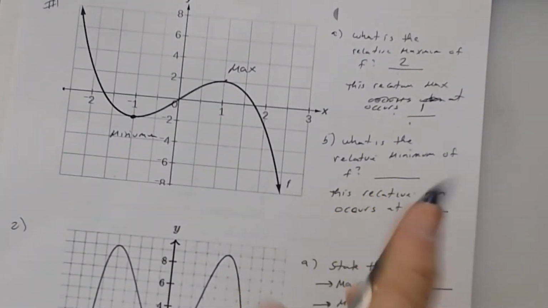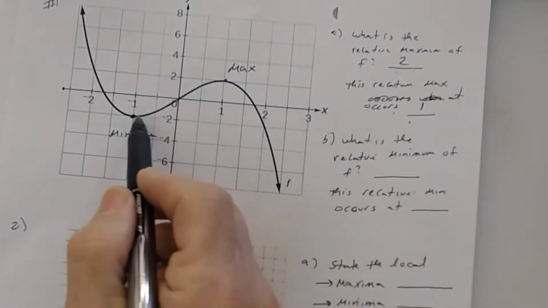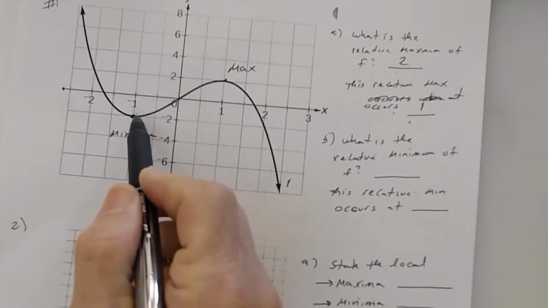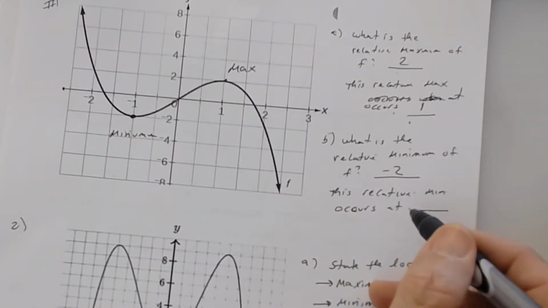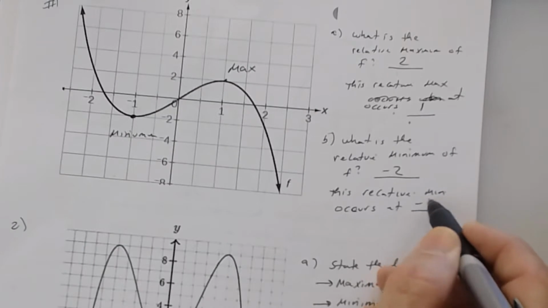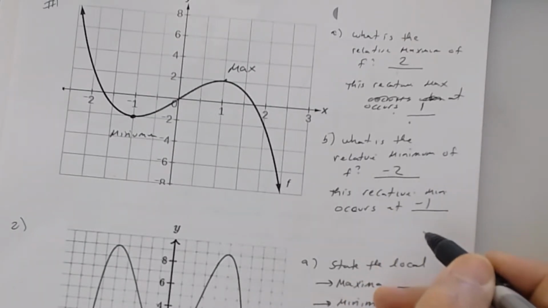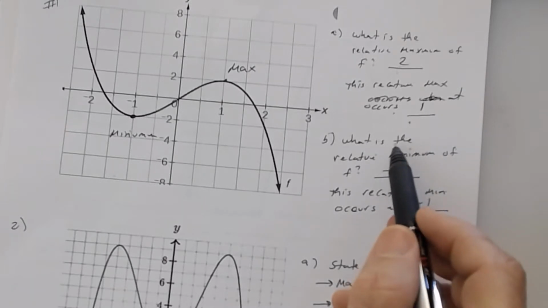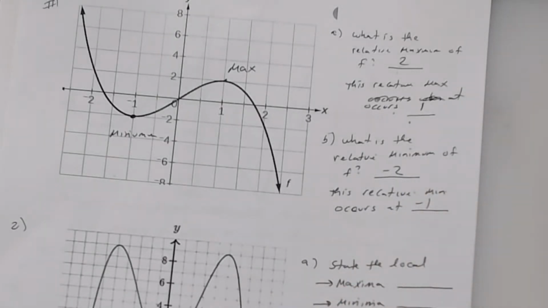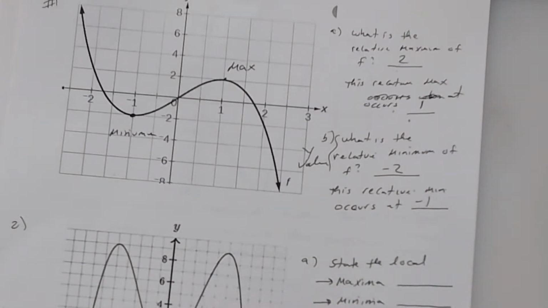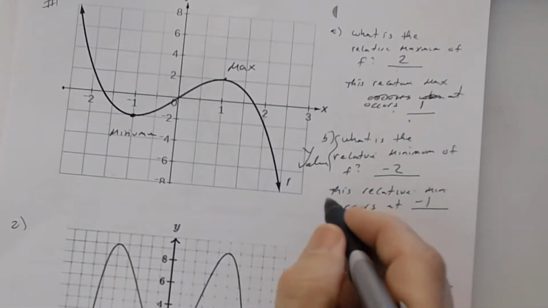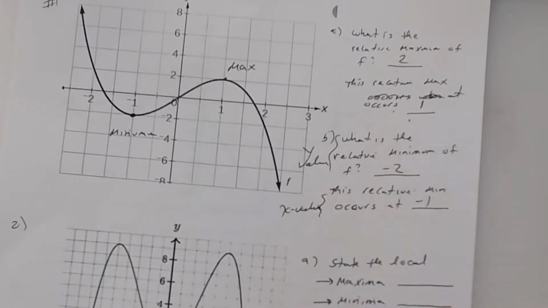Now this talks about minimum. The relative minimum occurs when y is what? Negative 2. And it occurs at x equal what? Negative 1. That's the difference. Don't get them confused. So notice, what is the relative minimum of f? That phrase means the y value. So make sure you know that means the y value. It occurs at, that's the x value. So if it's written like that, remember what that statement means.